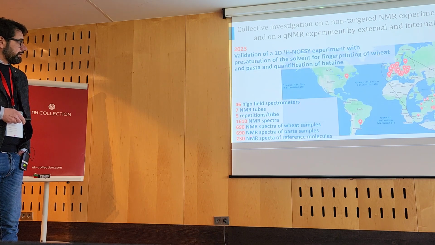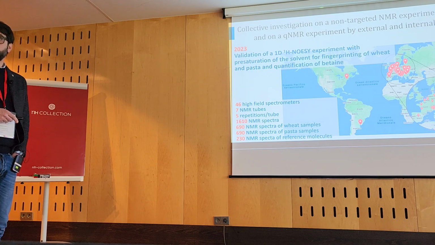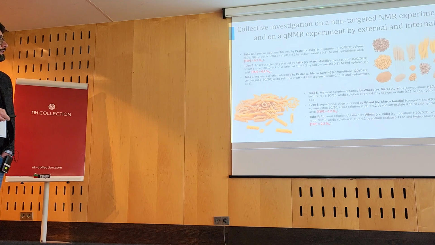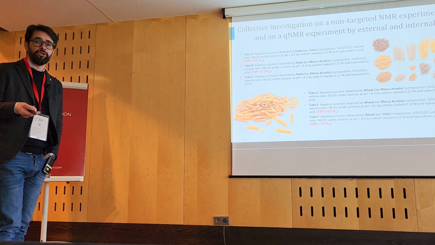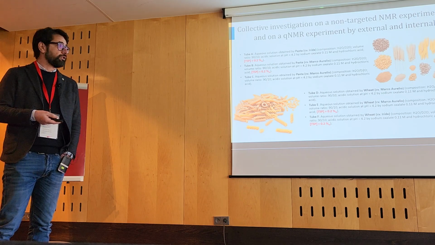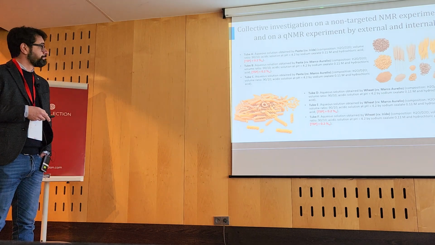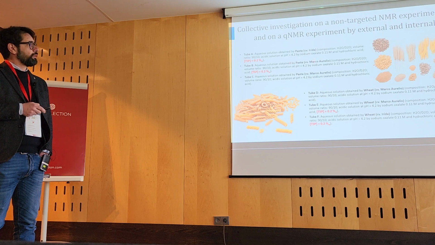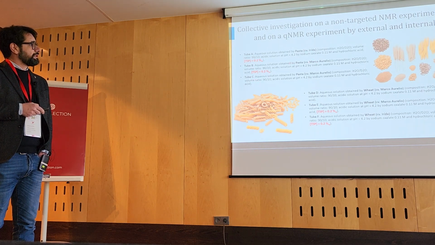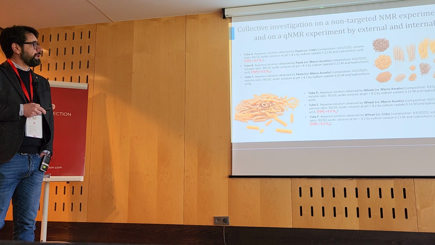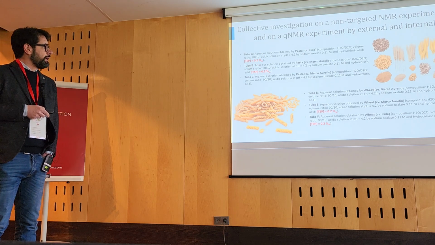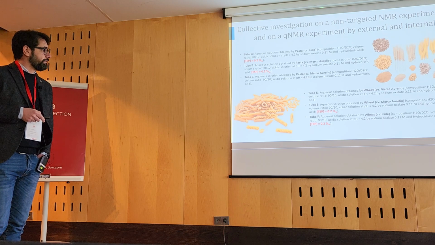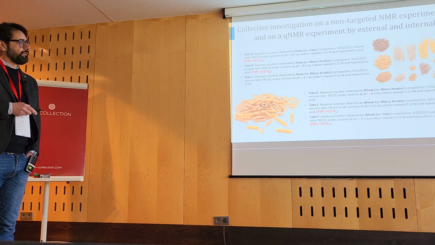Here we have 1,600 spectra, and I will show you some preliminary results because we finished collecting results in February. So these are preliminary results. Well, I will compare 2 different tubes of pasta with different cultivars. Tube C is the same sample as tube B, but without TSP as an internal reference. And the same was applied for wheat.